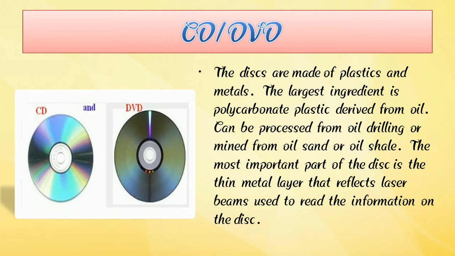So the CDs and DVDs are made of plastic and metal, and the largest ingredient is polycarbonate plastic derived from oil, which can be processed from oil drilling, or made from oil and sand or oil shale. The most important part of a disc is the thin metal layer that reflects laser beams used to read the information on the disc.